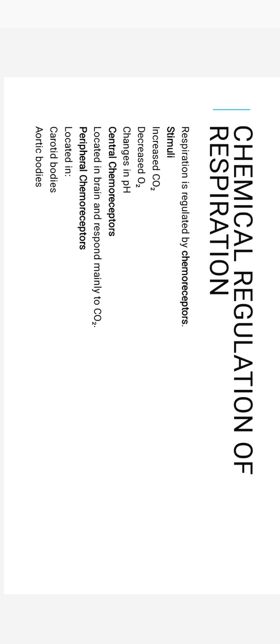When carbon dioxide levels increase, blood becomes more acidic. In response, the respiratory centers increase the rate and depth of breathing to eliminate excess carbon dioxide. There are two main types of chemoreceptors.